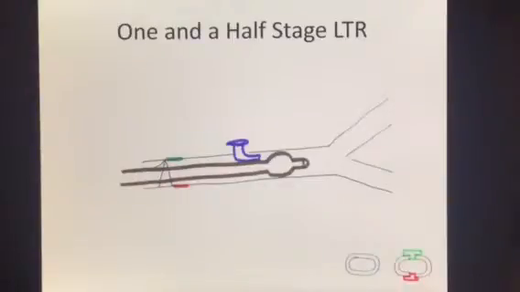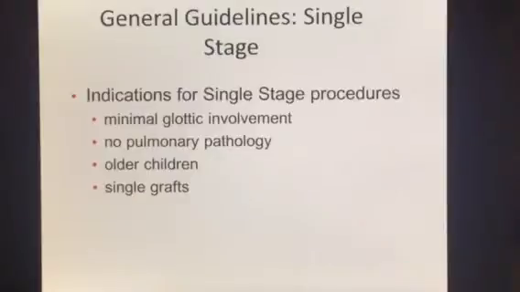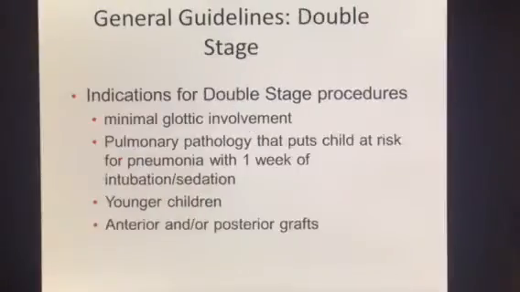So the big question is, when do you use each of these options? In general, single-stage procedures are performed in older children with a clear subglottic stenosis who do not have any pulmonary pathology. A patient who only needs one graft is also an excellent candidate for this approach.